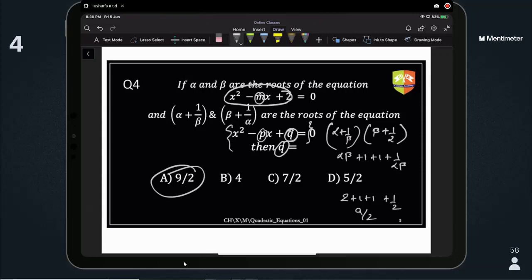So those who would have started with, okay, alpha plus beta is m, alpha beta is 2, then you would have sum, then product and all that. What is the point? All these questions are indicating that the questions will be made in such a way that it will take you through a long route. How many of you have heard of Chakravyuh in Mahabharata?